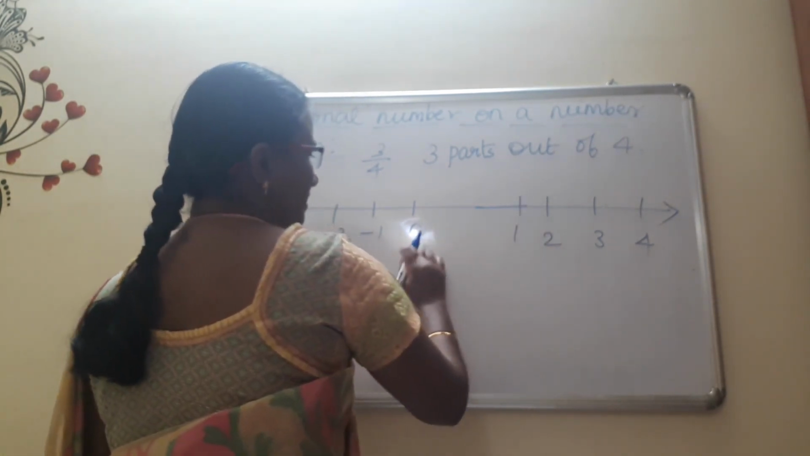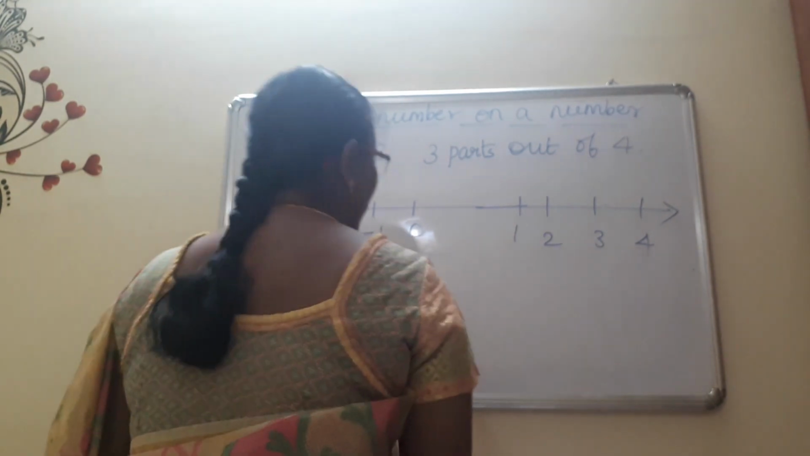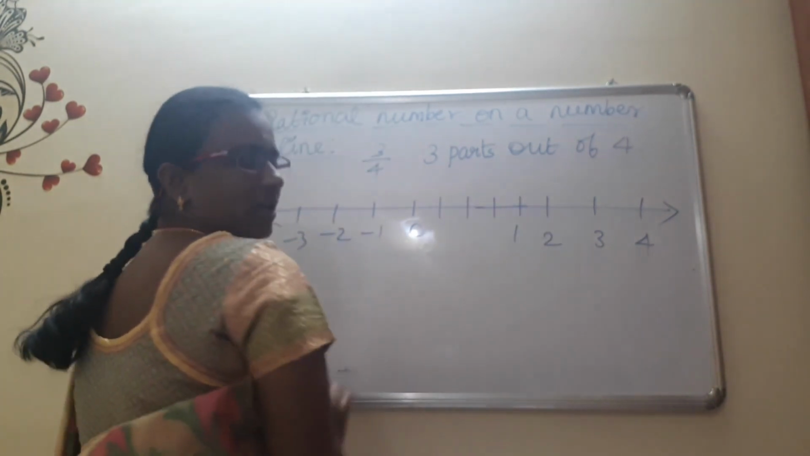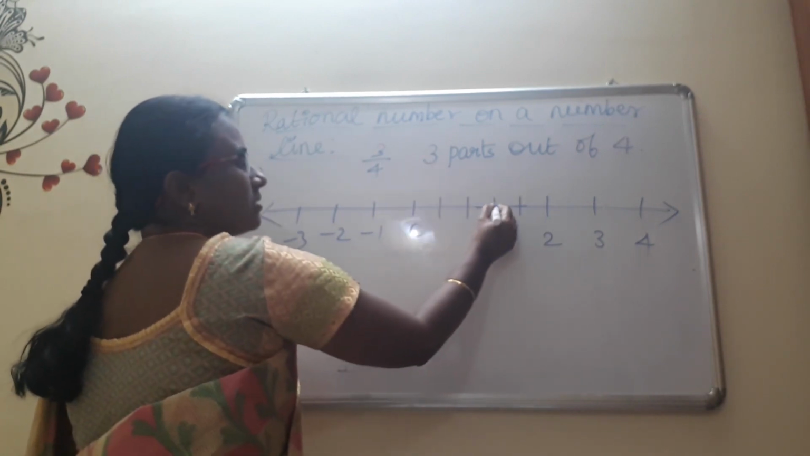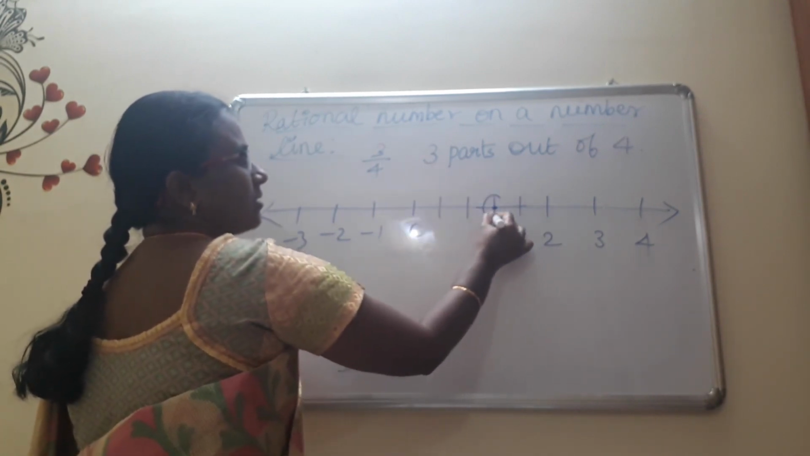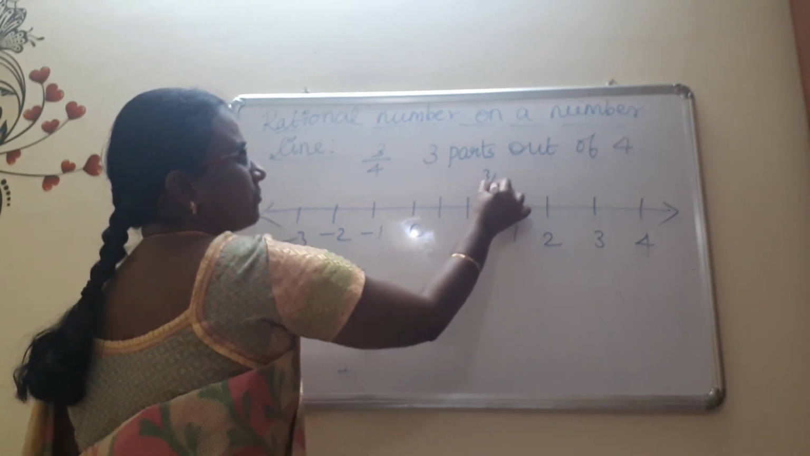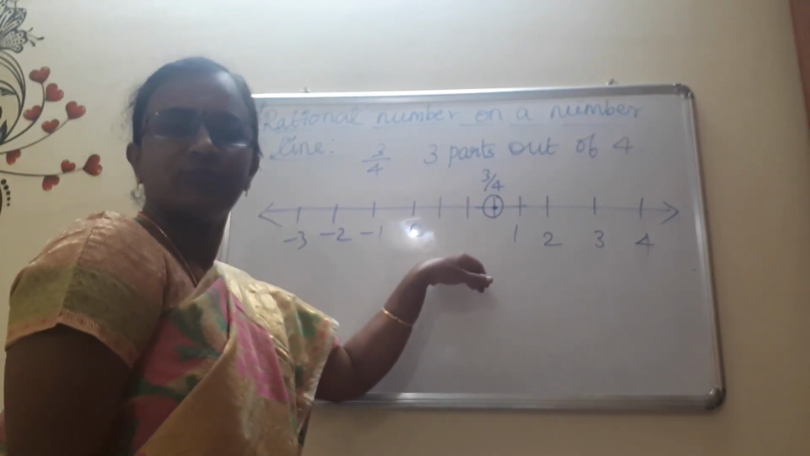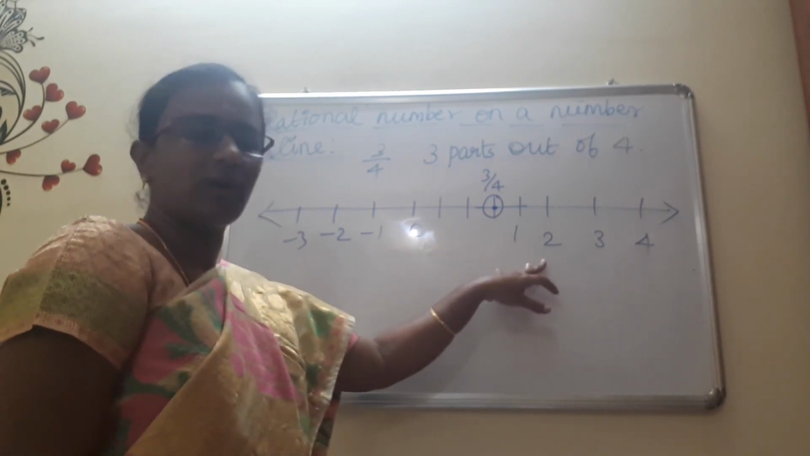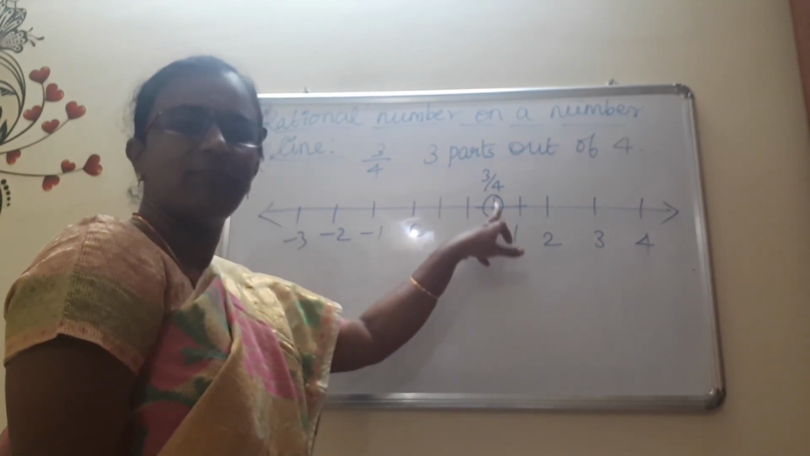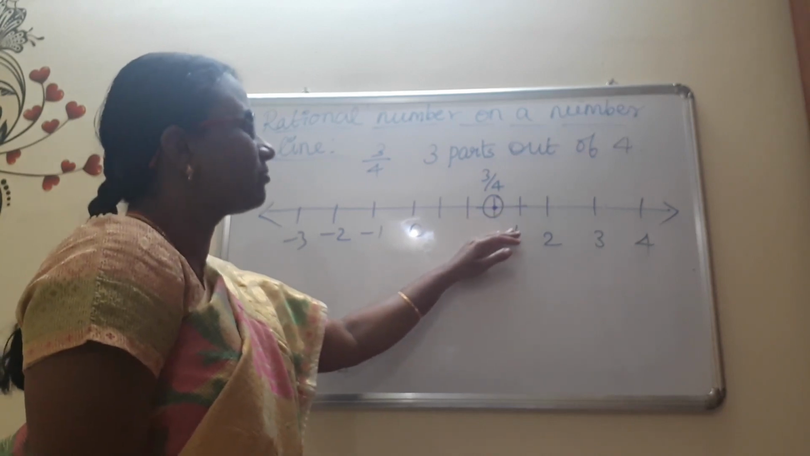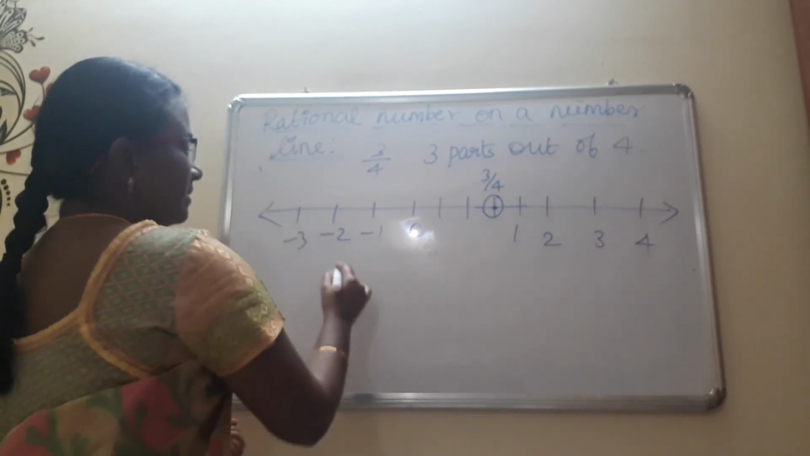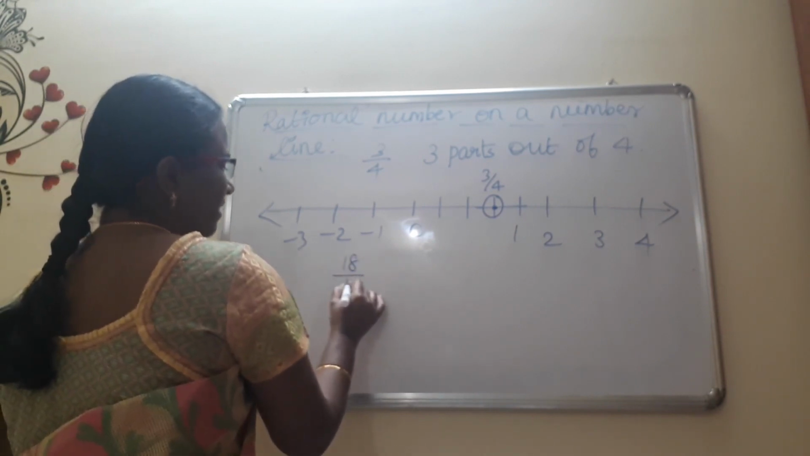So we know that in between 0 and 1, we divide into 4 equal parts: 1, 2, 3, 4. How many do we need? 3. So this one is 3 by 4. So 3 by 4 is represented between 0 and 1 at the third line. Can you understand this? And one more example: for example, I put 18 by 5.